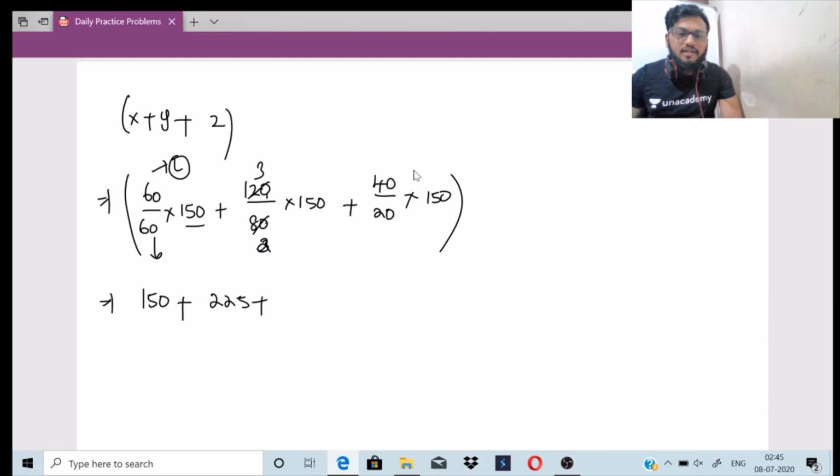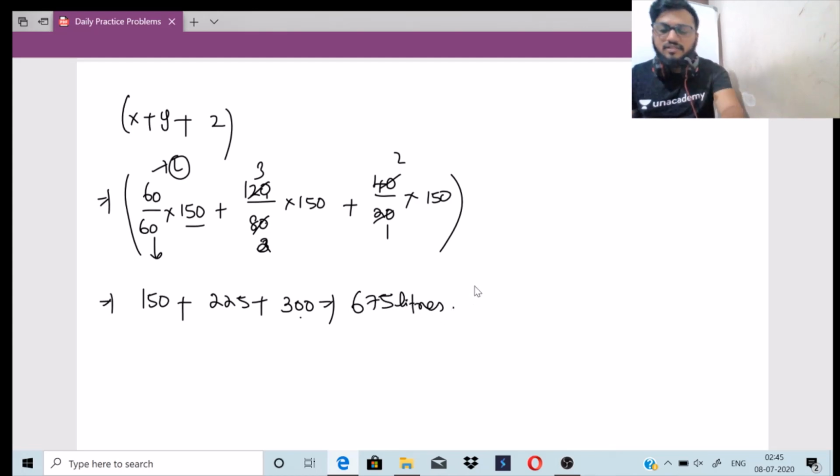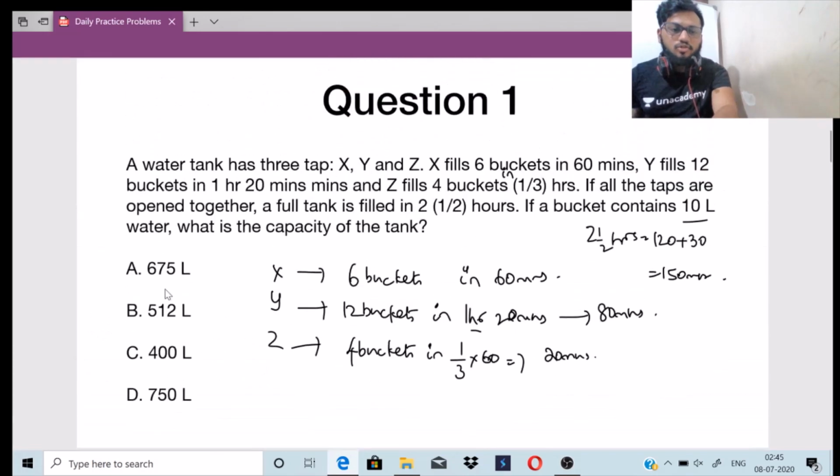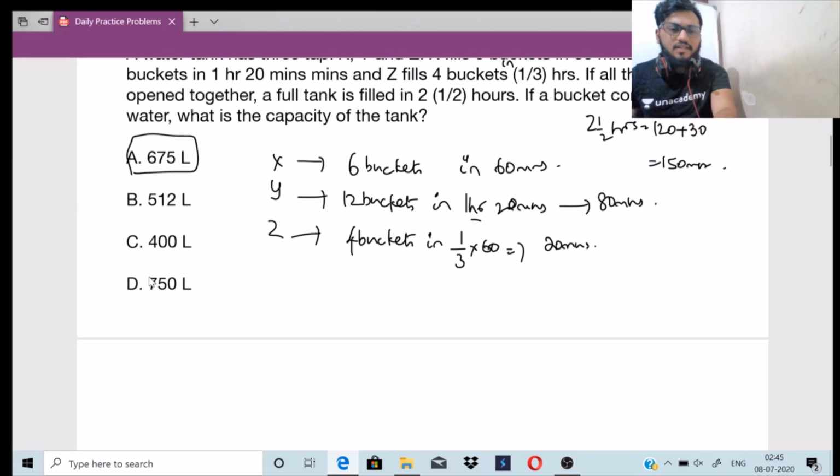And here, 1s are, 2s are, 2 into 150, 300. So this will be 300 plus 225 plus 150, 675 liters. Right? This will be 675 liters. Easy question. Go back to the options. It is option A. Option A, 675 liters.